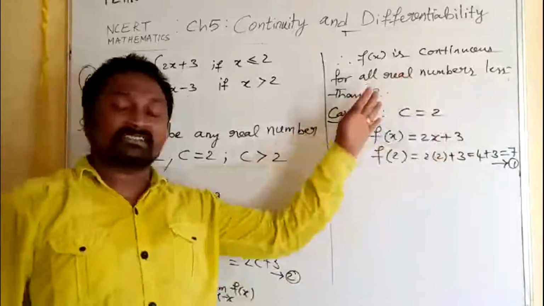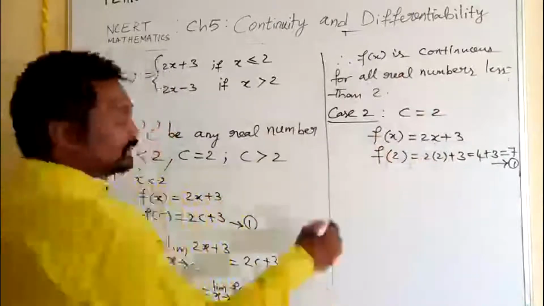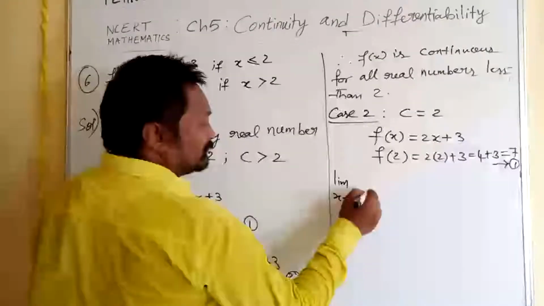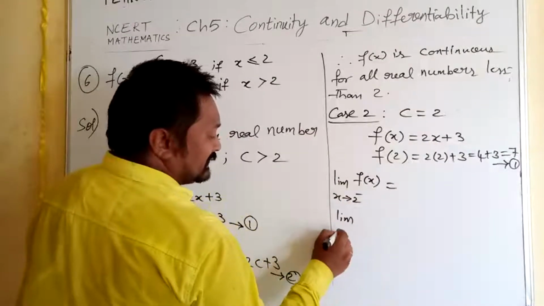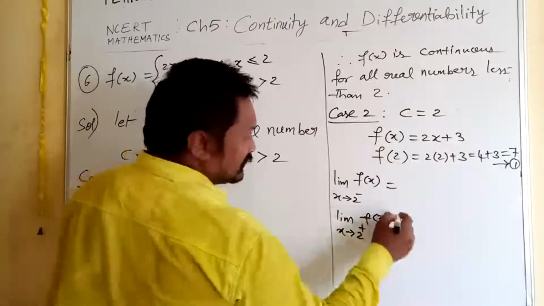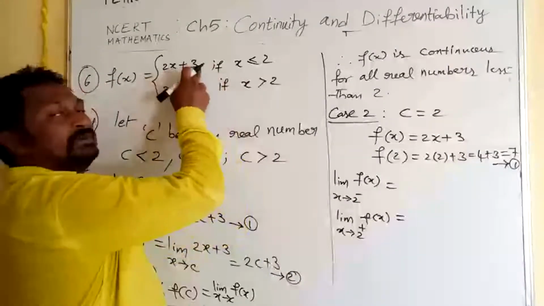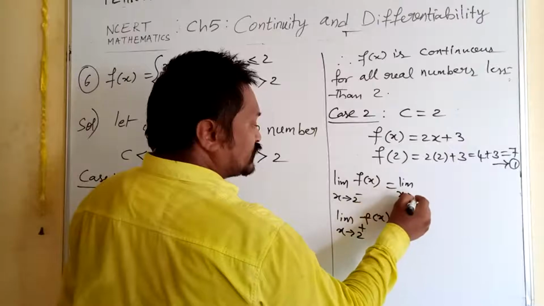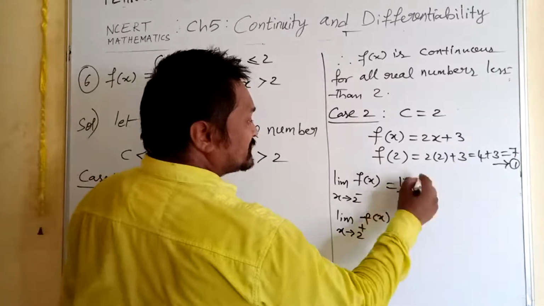Then only the complete answer will happen. Otherwise, it is not possible. So now for that, what do we do first? We find limit x tends to 2 minus f of x, and limit x tends to 2 plus f of x. So for 2 minus, what is your function? 2x plus 3. So now write limit x tends to 2 minus f of x means it is 2x plus 3.